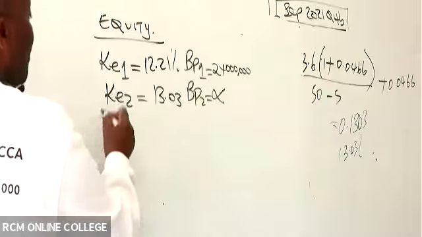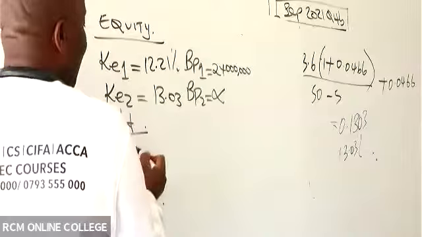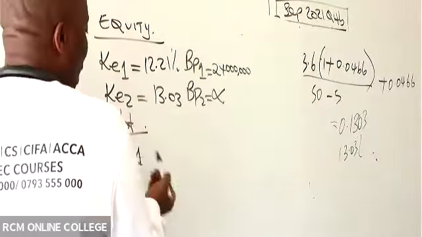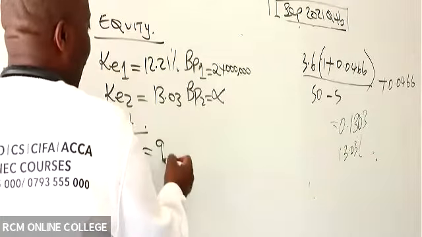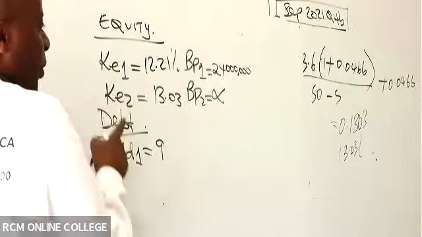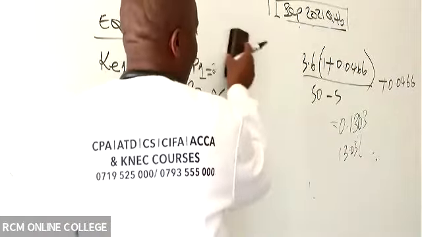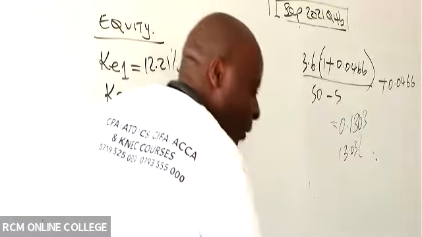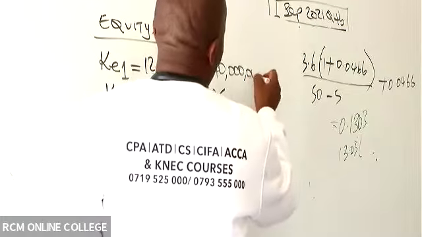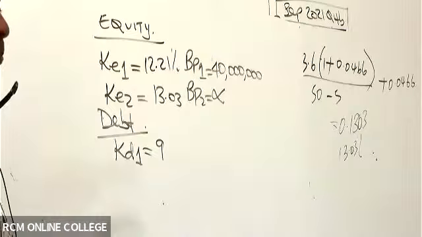And then you go to debt, my good students. So debt, if I remember very well, we just had one KD, and it came to 9 point. Oh, this figure is wrong, who gave me 24 million? 24 million is the retained earnings, I want the breakpoint. Breakpoint is 40 million. Thank you so much for that correction.